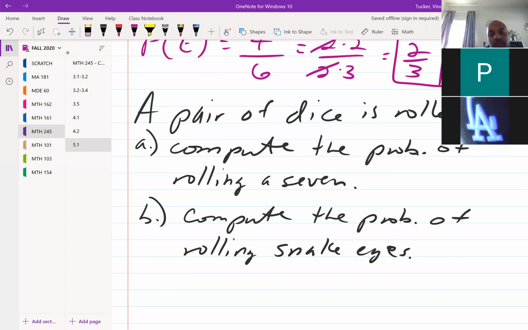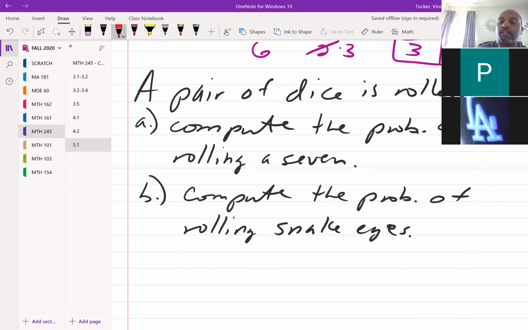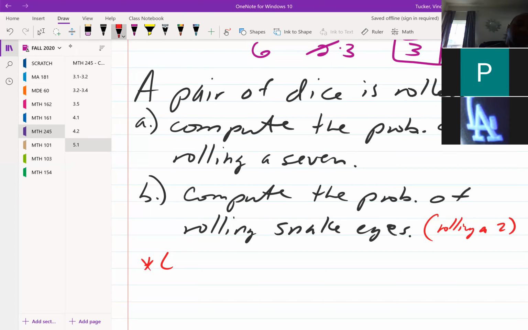A pair of dice is rolled. Compute the probability of rolling a 7, and then compute the probability of rolling snake eyes. When it comes to snake eyes, the book told you that's rolling a 2. All right, so first thing we want to do is establish a sample space. Matter of fact, I don't need the whole sample space, but I need the number of outcomes in my sample space.